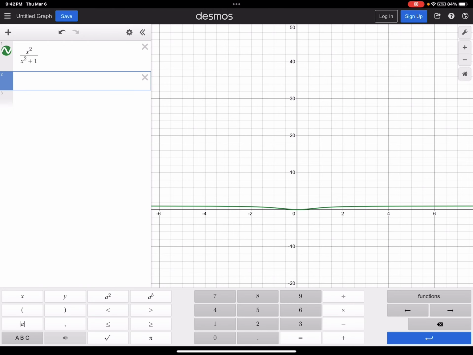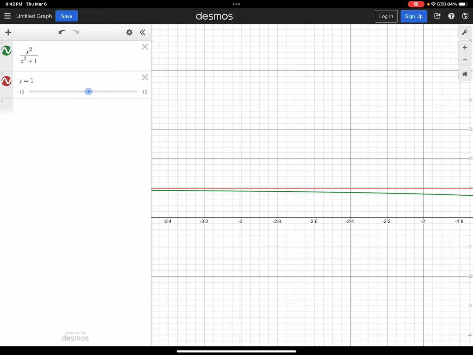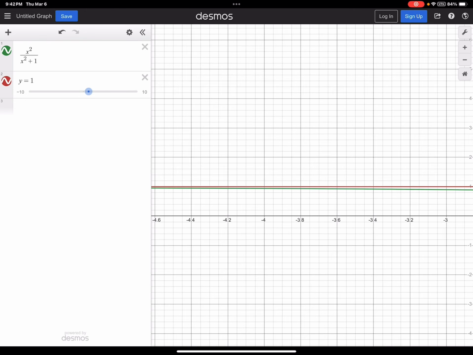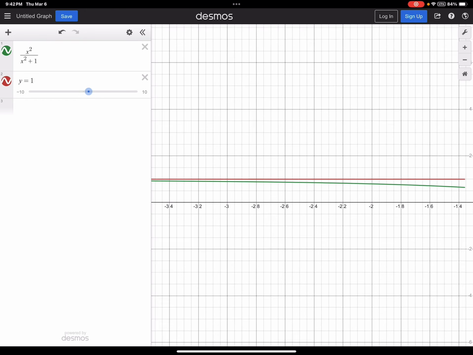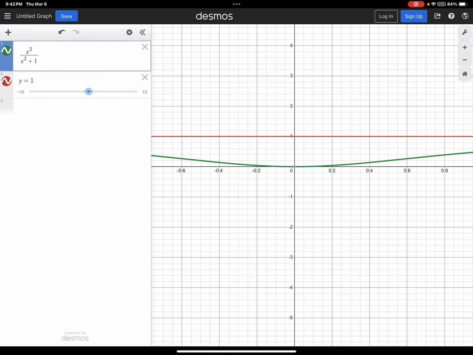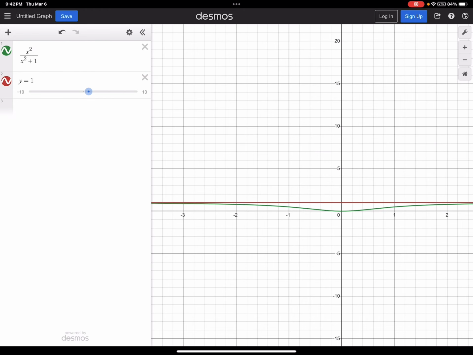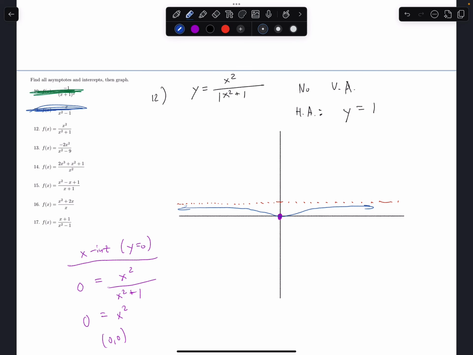And here, let me plot the horizontal asymptote at the same time. y equal to 1. And I know it looks like it's touching, yeah? But if you just zoom in close, it's not actually touching. It's just getting closer and closer, forever, yeah? And then right there, where it touches, and then goes back up. Okay, sweet. Okay, that was 12 down. One more to go.